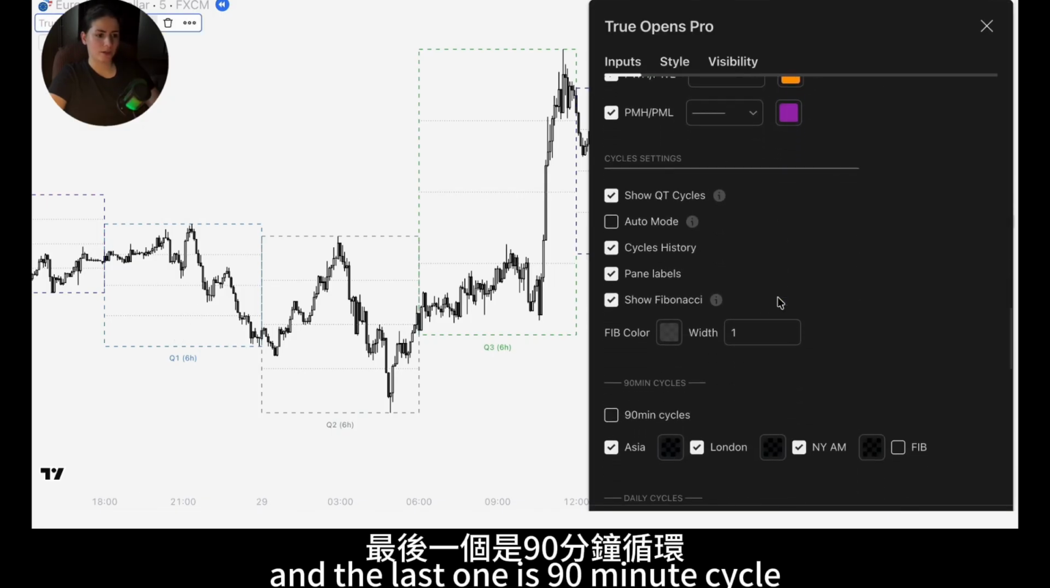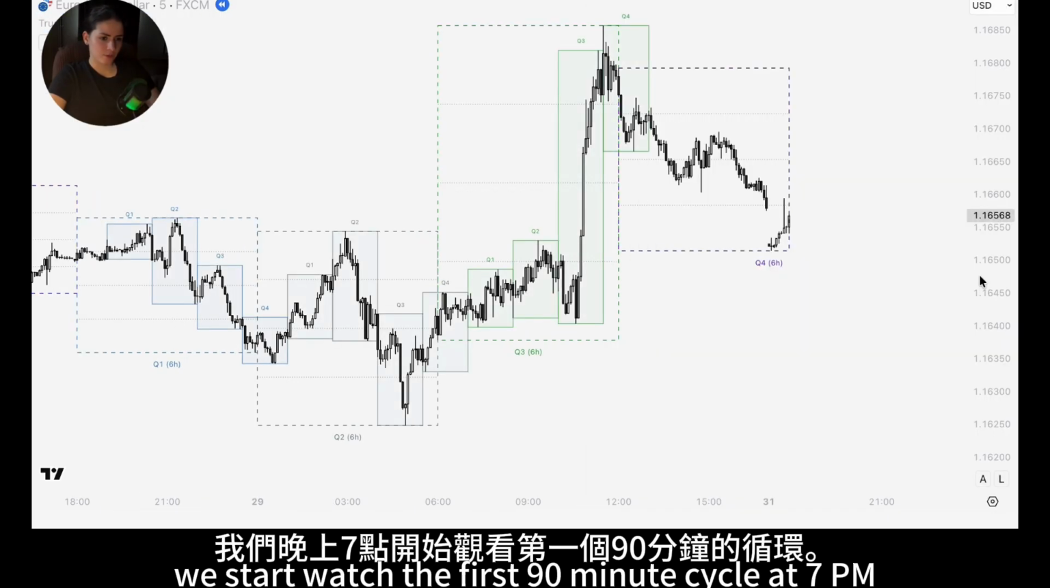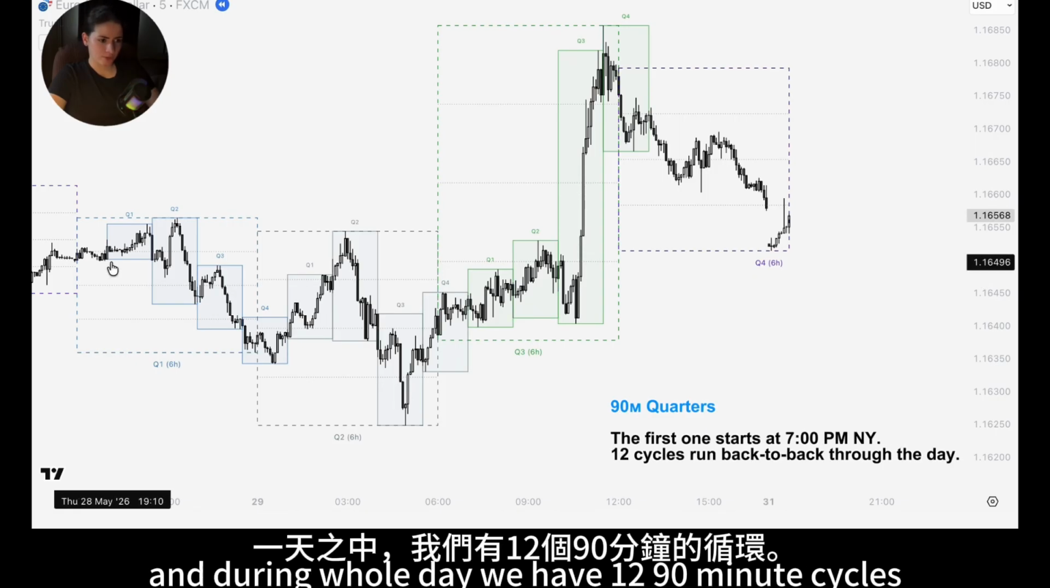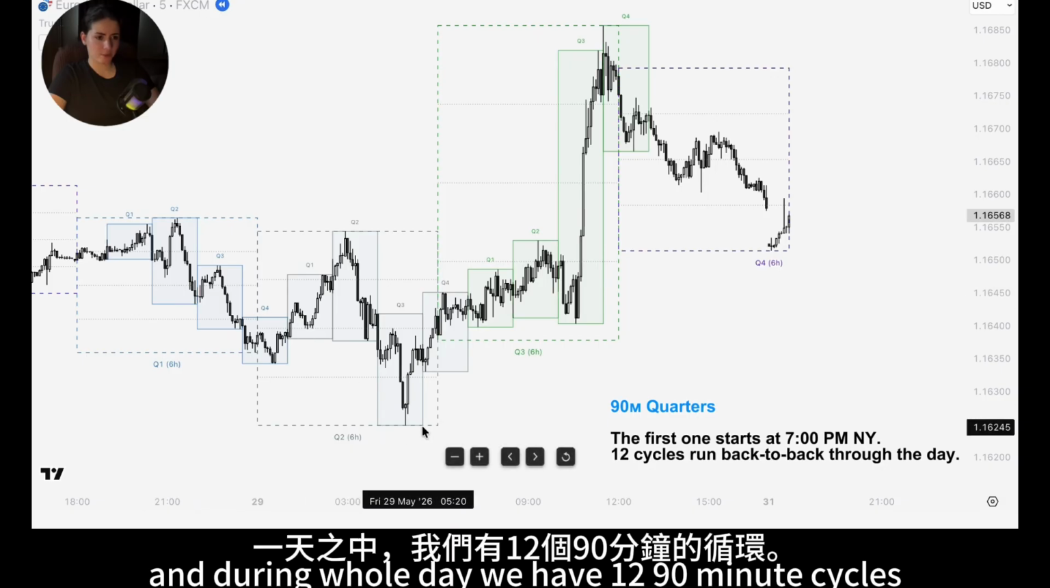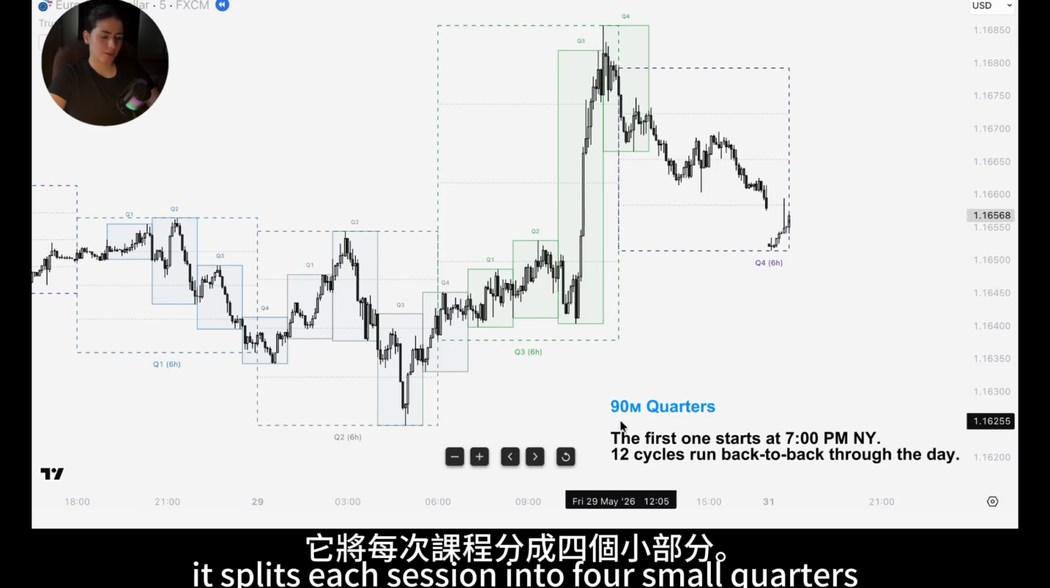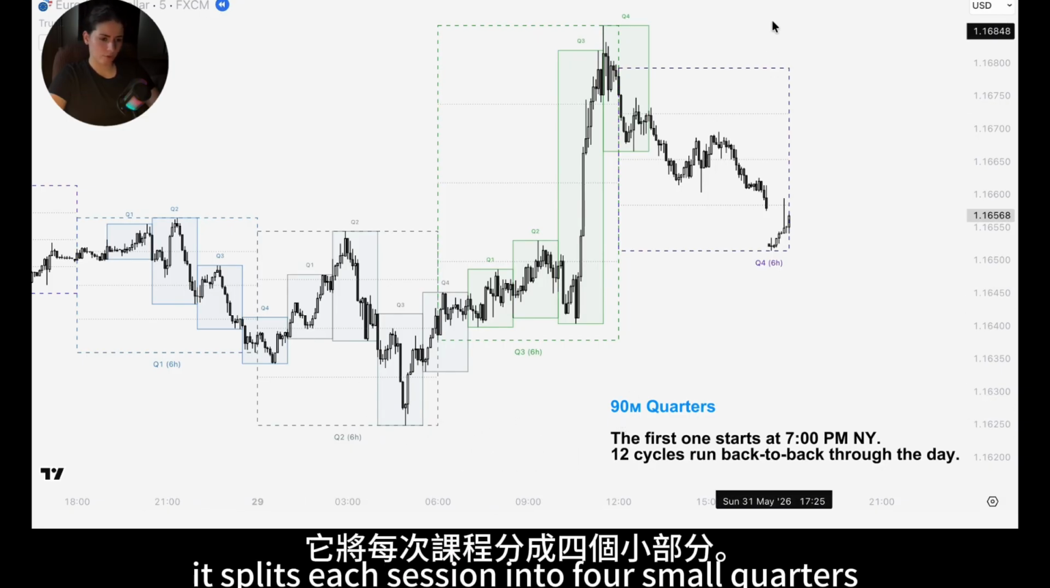And the last one is the 90-minute cycle. We start watching the first 90-minute cycle at 7 p.m. And during the whole day we have 12 90-minute cycles. It splits each session into 4 small quarters.